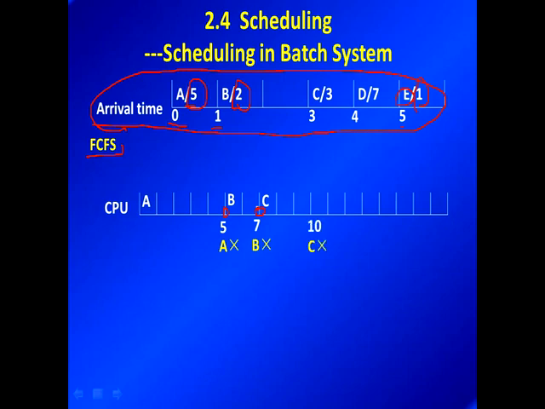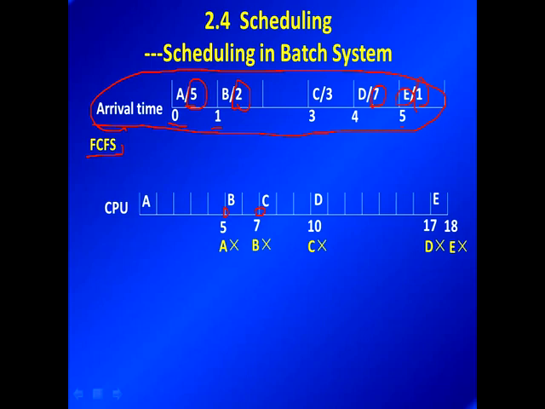at time 10. And then D gets into CPU and runs for, oh, I'm sorry, runs for 7 minutes and exits at time 17. And then it's the last job. The job E gets into CPU at time 17 and exits at time 18, because E is a very short job. It just needs 1 minute.